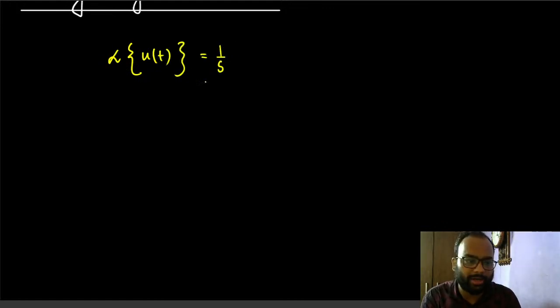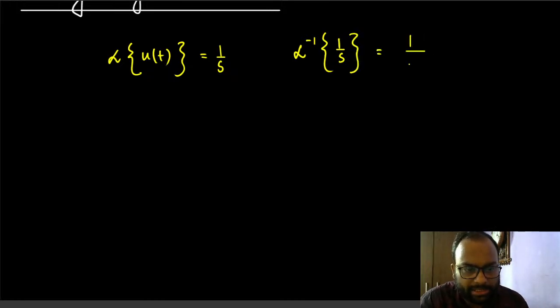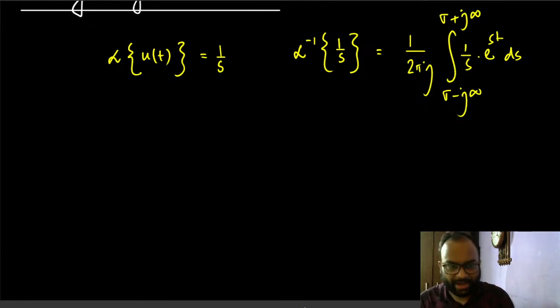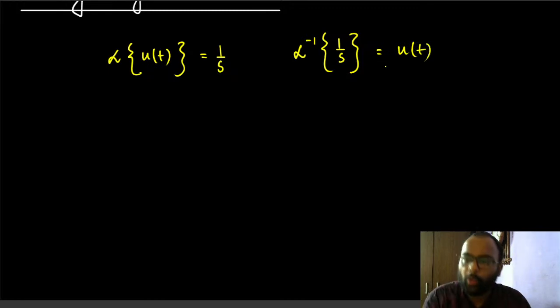So when I ask you, what is the inverse Laplace transform of 1 by s? Instead of calculating this integration, we are going to use the reverse fact. We know that the Laplace transform of u(t) is 1 by s, so definitely the inverse Laplace transform of 1 by s is going to be u(t). So we are going to use the knowledge of Laplace transform to calculate the inverse Laplace transforms.